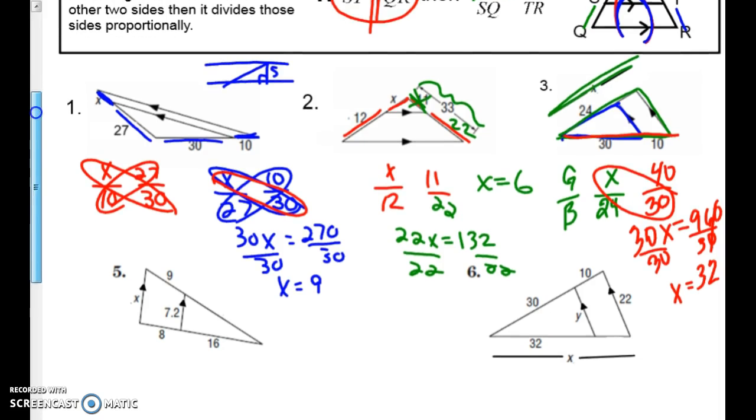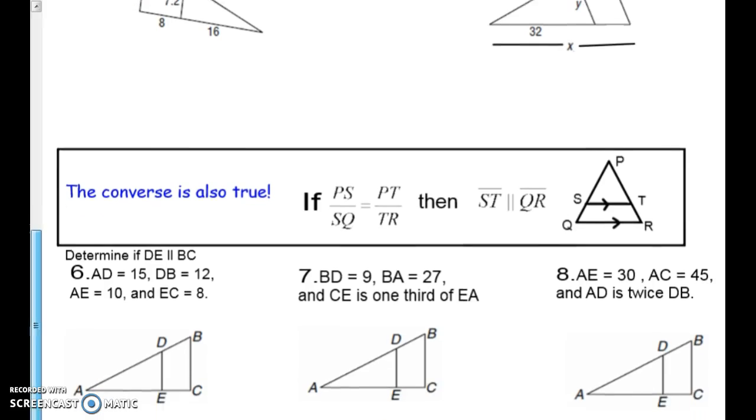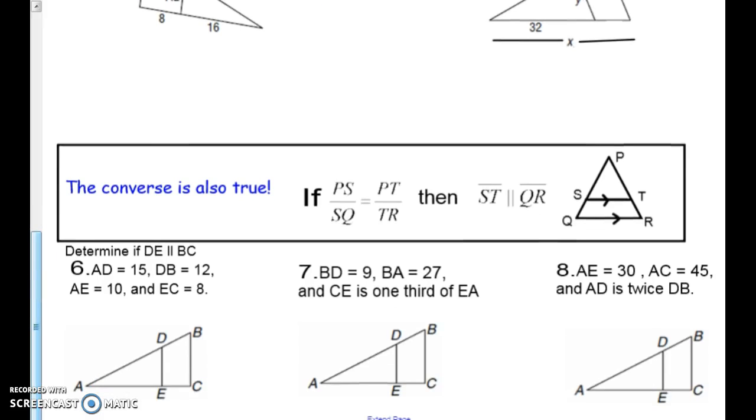I'm not going to worry about answering the next couple. All this is saying is if they're proportional, right? So if they're proportional, then the lines have to be parallel. So if they're asking, are the lines parallel? Then set up a proportion. If they're the same, then the lines have to be parallel.